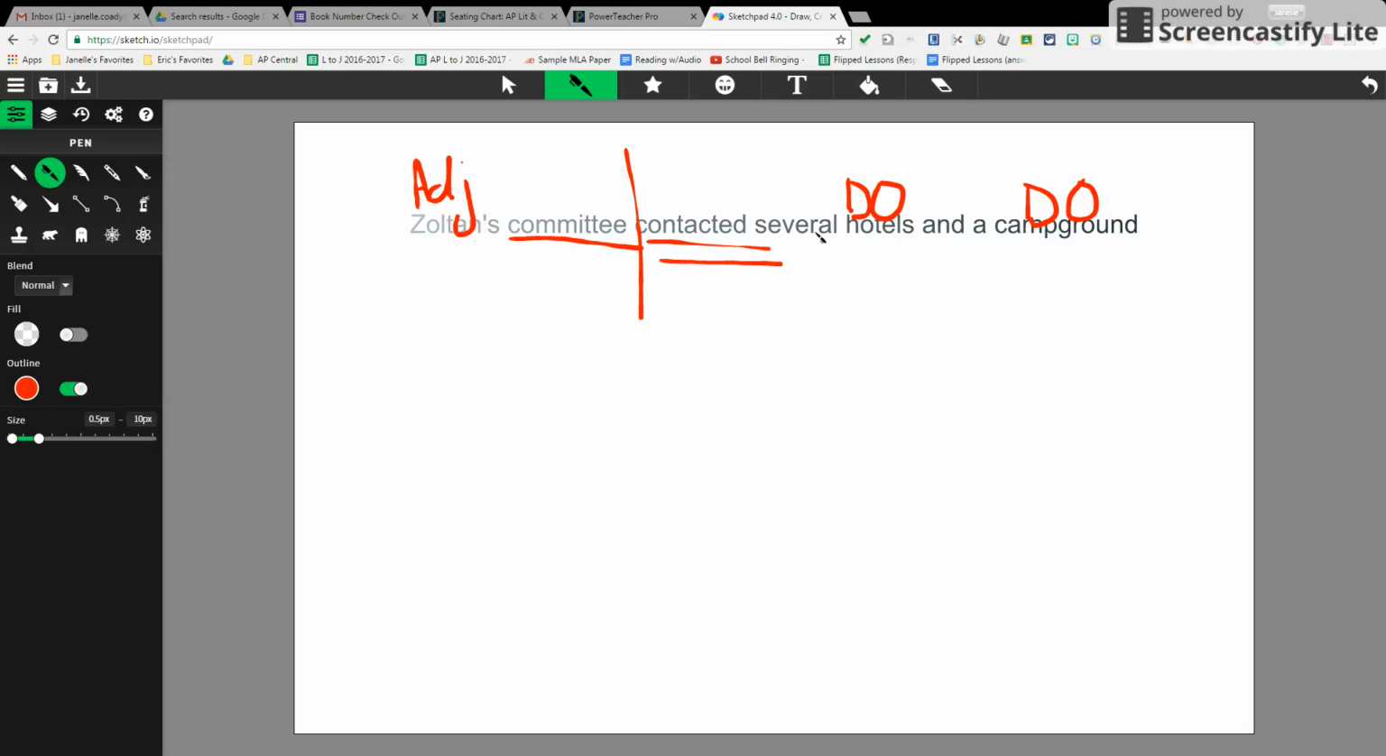Hotels, how many hotels? Several. So once again, that's an adjective. And is a conjunction. And then a, and the are always going to be adjectives because they're article adjectives. There we have how you mark the sentence.